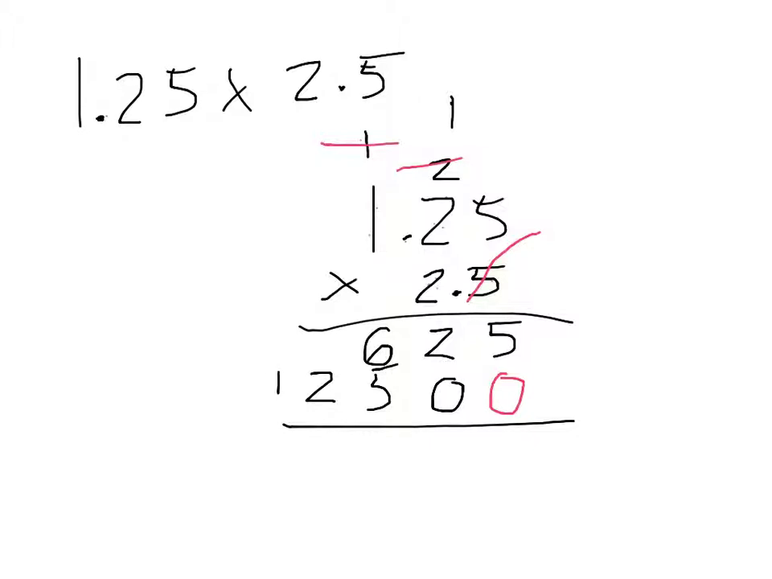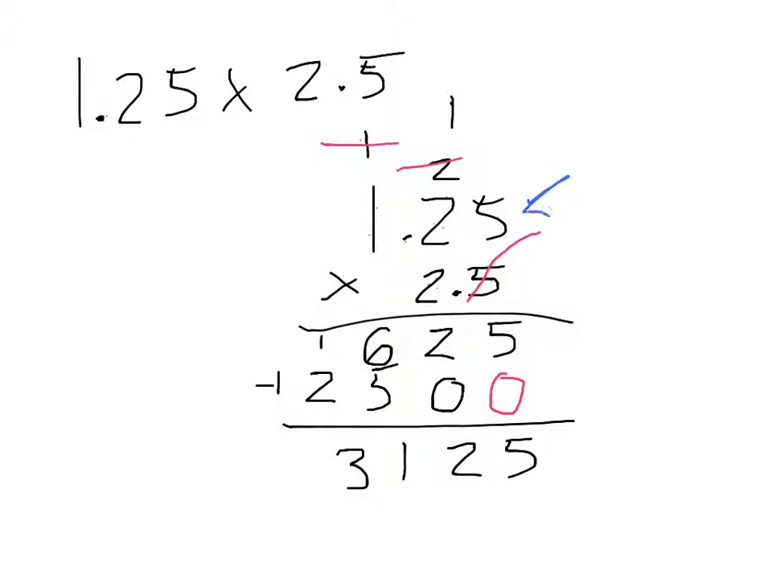Okay, then I'll add them together. 5 and 0 is 5, 2 and 0 is 2, 6 and 5 is 11. Put down the 1, carry the other 1. 1 plus 2 is 3. So I have 4 digits here.